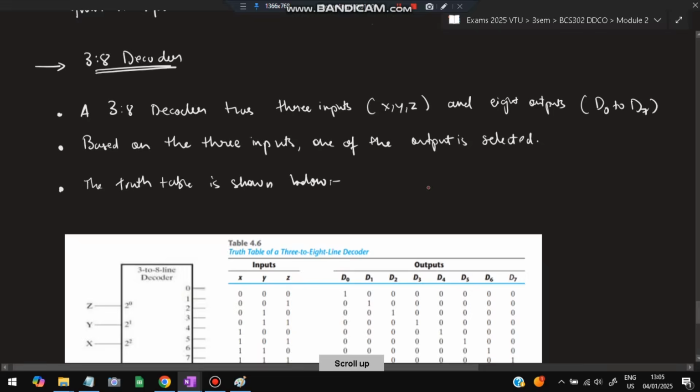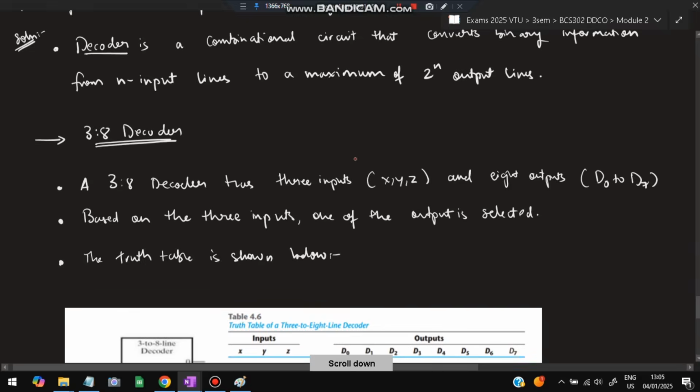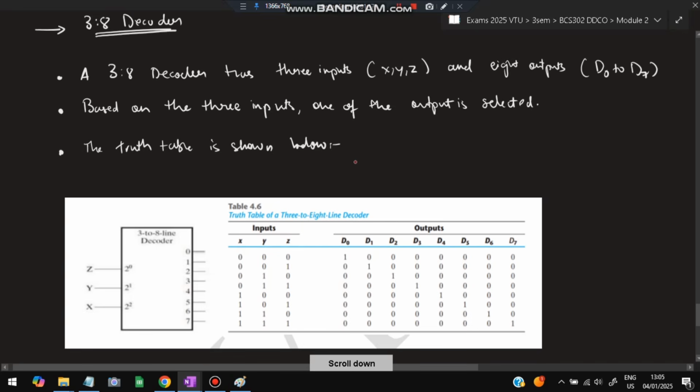Okay, so this is the diagram, and the circuit diagram also you have to write for 3 to 8 decoder, and the working principle is the same one. You can explain it in the same way. That much should be sufficient.